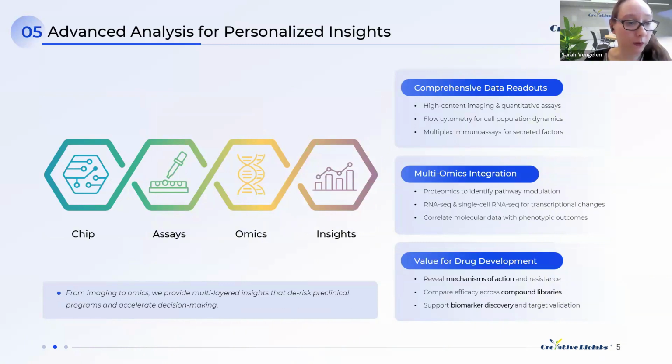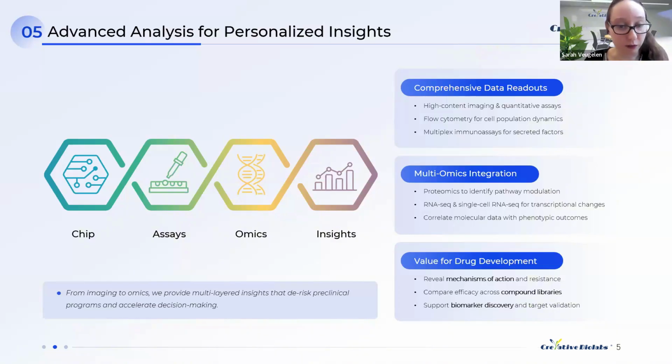We can perform, first of all, as I mentioned earlier, the chip modeling, then customized assays, as well as the downstream omics experiments, and then analyze all these data to provide a comprehensive report with detailed insights into your molecule of interest. For comprehensive data readouts, I want to summarize that we have high content imaging as well as quantitative assays available, as well as flow cytometry and multiplex immunoassays for secreted factors. For the multi-omics integration, we provide proteomics as well as RNA-seq, single-cell RNA-seq, as well as the correlation of the molecular data with phenotypic outcomes.